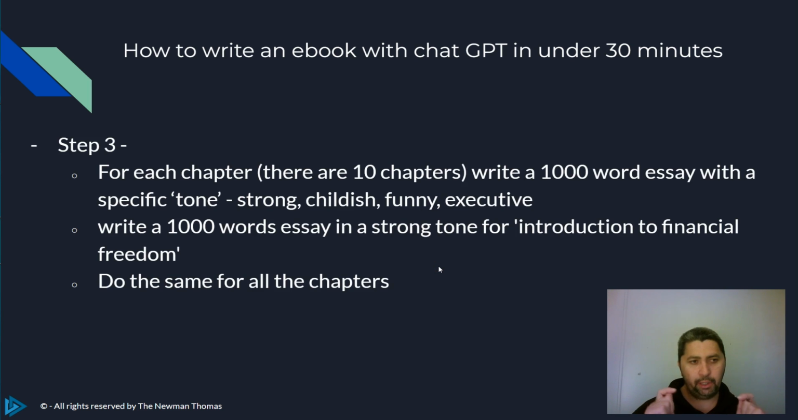Now step number 3, for each of the chapters, there are 10 chapters. You need to ask ChatGPT to write a 1,000-word essay with a specific tone. You can say the tone is strong, childish, funny, executive, financial-like, depending on which tone you want for each of those chapters. In this case, I want to write a 1,000-word essay in the strong tone for each of those chapters, and you need to do the same for all your chapters.